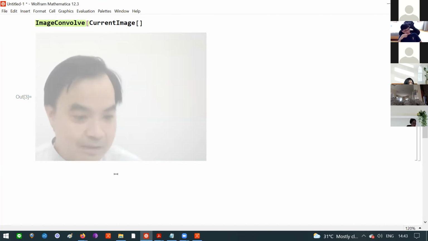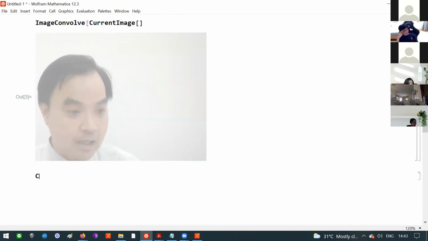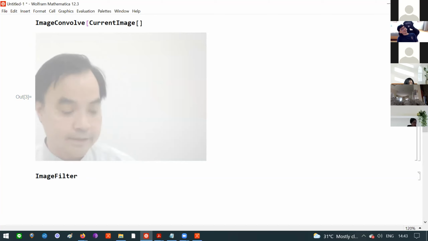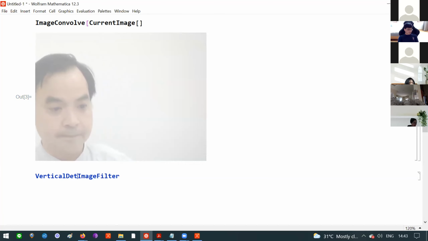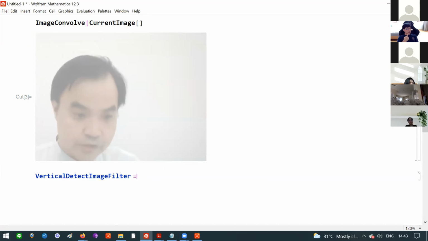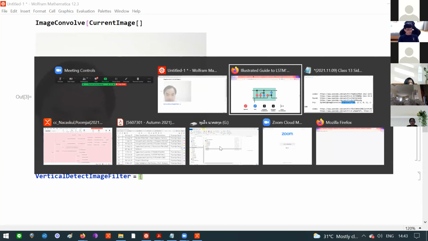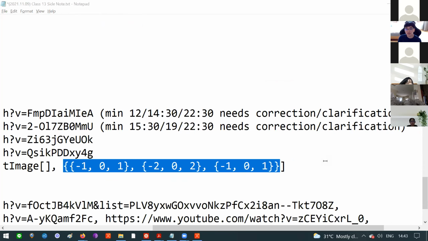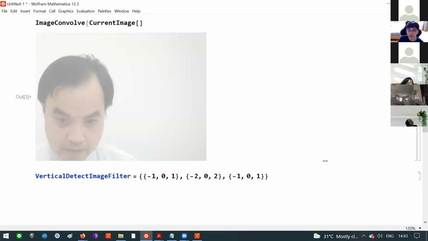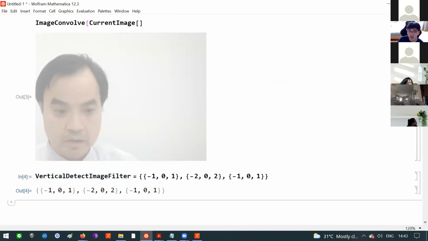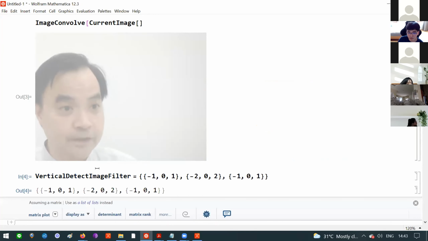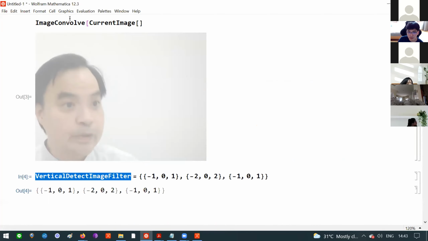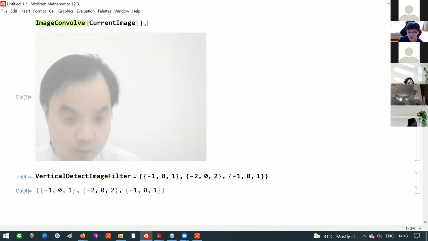Let me define my filter. My image filter, let's call it vertical detect, is equal to... I prepared this ahead of time, so let me just copy that. Yeah, so that's my vertical image filter. Now I'm going to image convolve my own face with this.